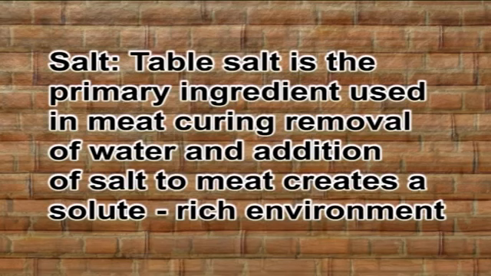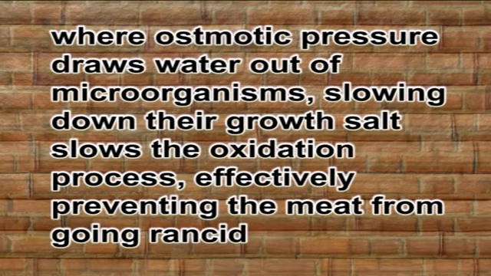Chemical actions. Salt. Table salt is the primary ingredient used in meat curing. Removal of water and addition of salt to meat creates a solute-rich environment where osmotic pressure draws water out of microorganisms, slowing down their growth. Salt slows the oxidation process effectively, preventing the meat from going rancid.